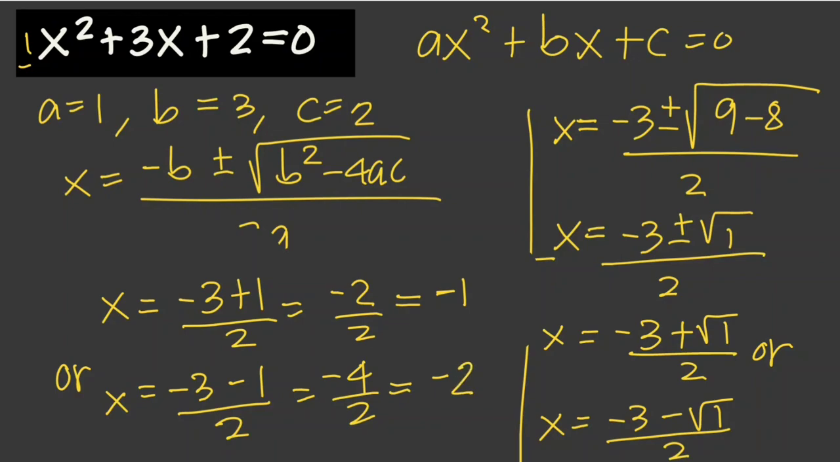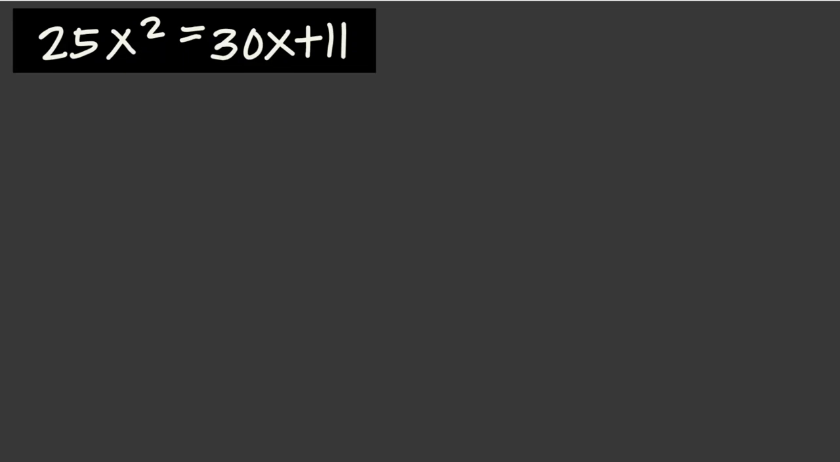So as we are solving using the quadratic formula, it is important to remember the equation must first be equal to 0. So in this case, our equation is already equal to 0, so we don't need to transpose or group like terms. So let's try this other problem here. So this quadratic equation here isn't equal to 0. So first, we set this equation equal to 0.